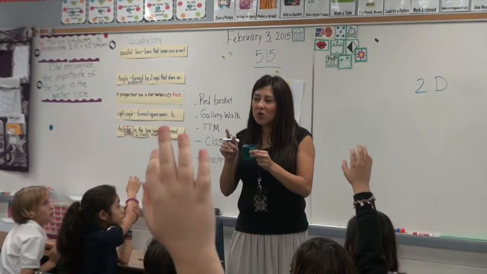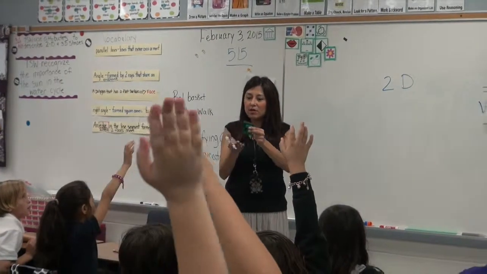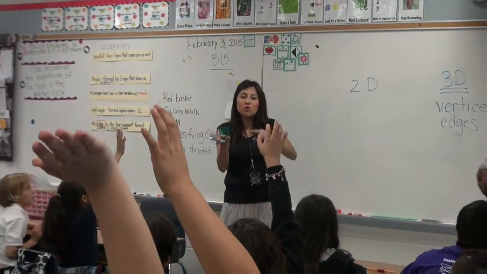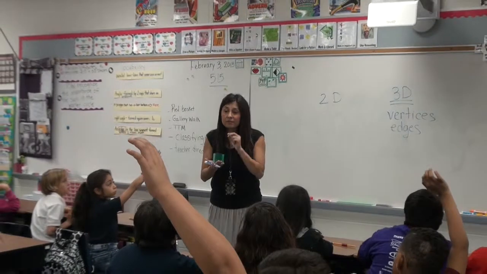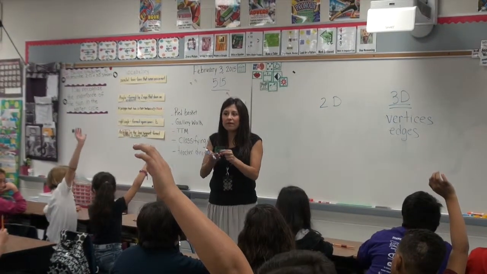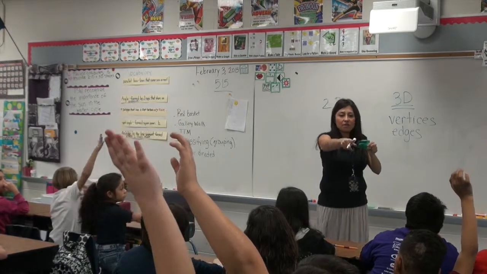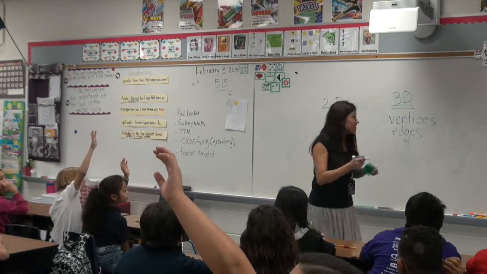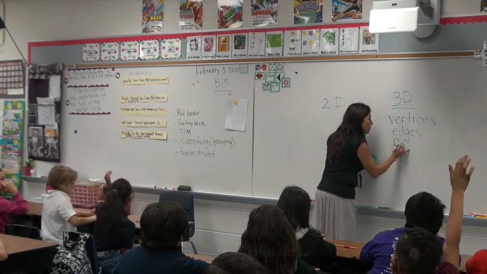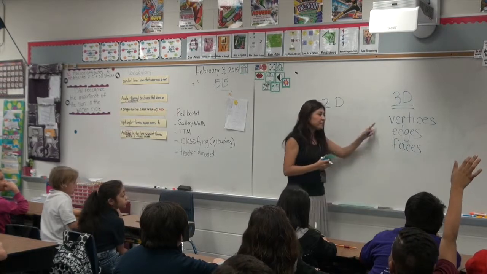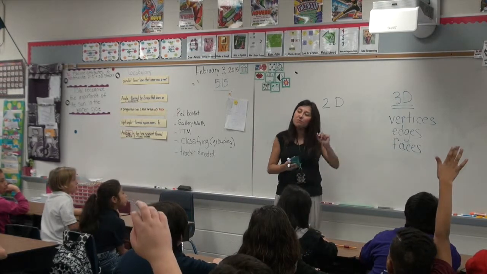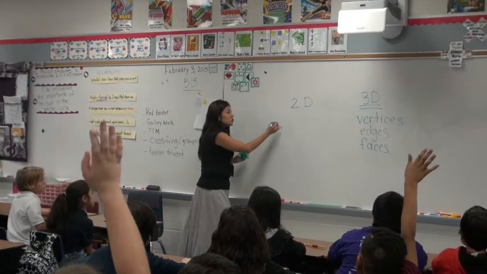Okay, but there's a word I'm looking for. We don't say sides on a 3D shape. We want to use what vocabulary word? He said sides, but we don't call these sides. We want to call them? Faces. Okay, faces. That's another vocabulary word we want to focus on today. Vertices, edges, faces.